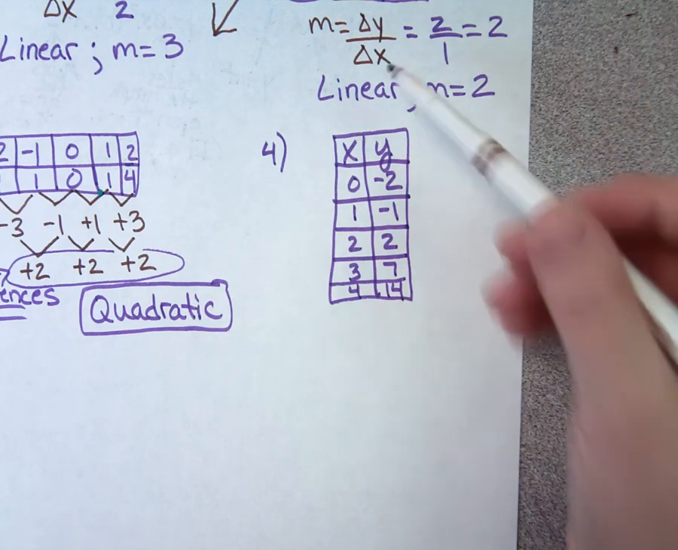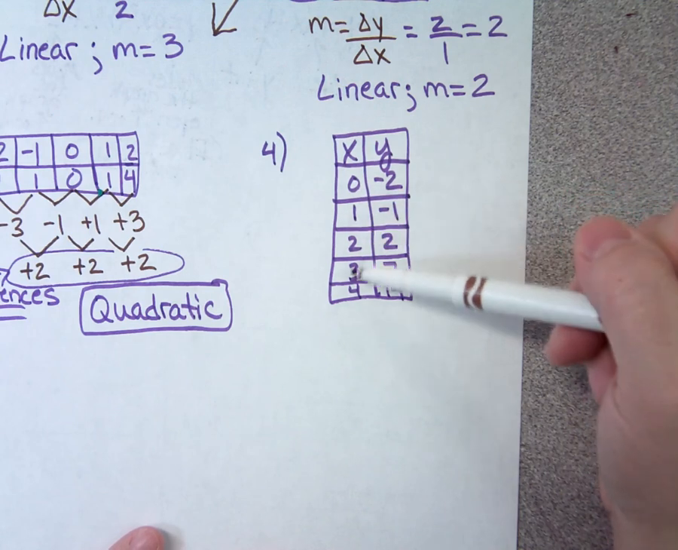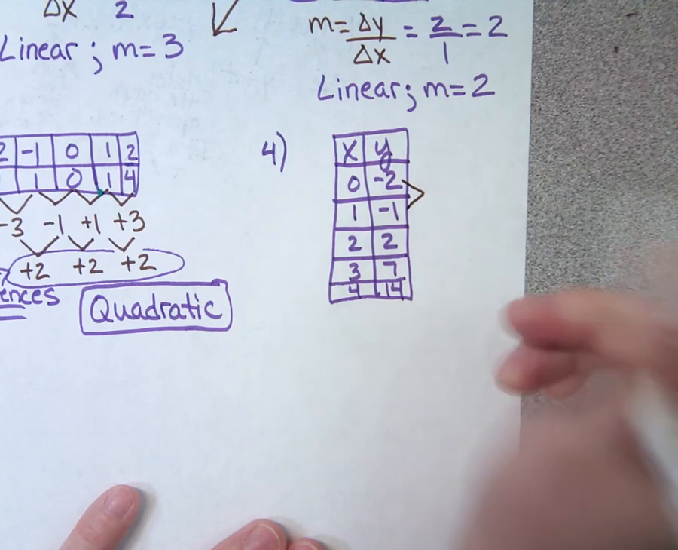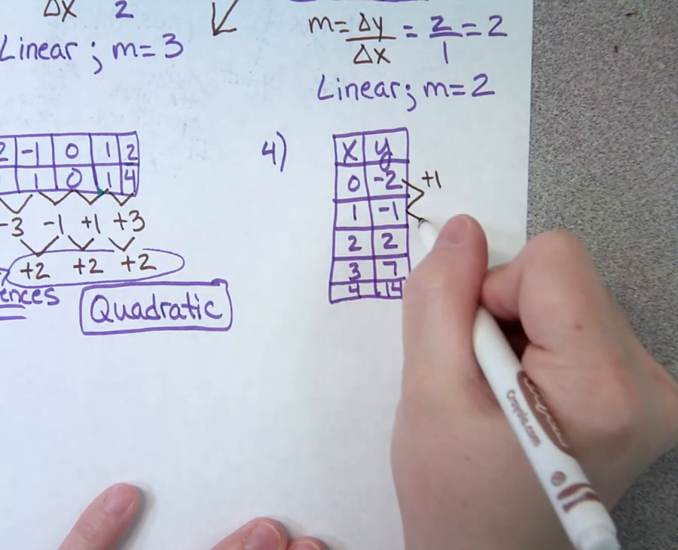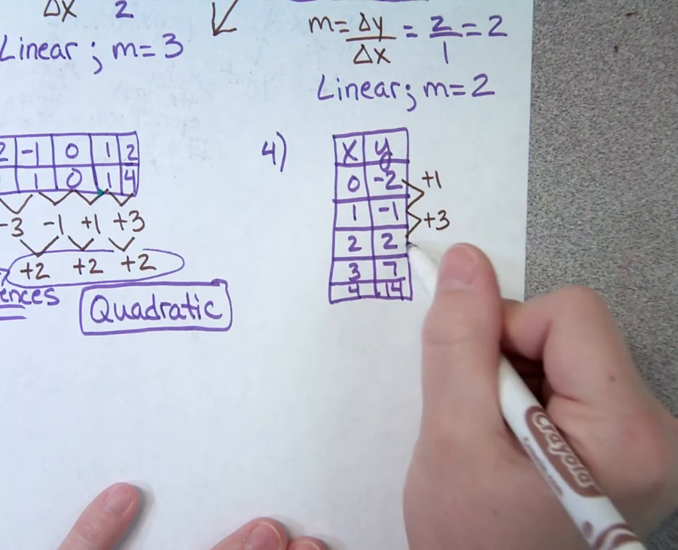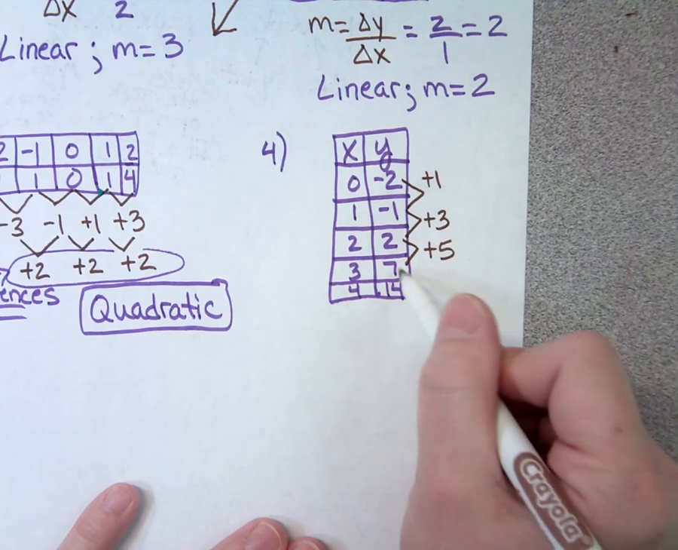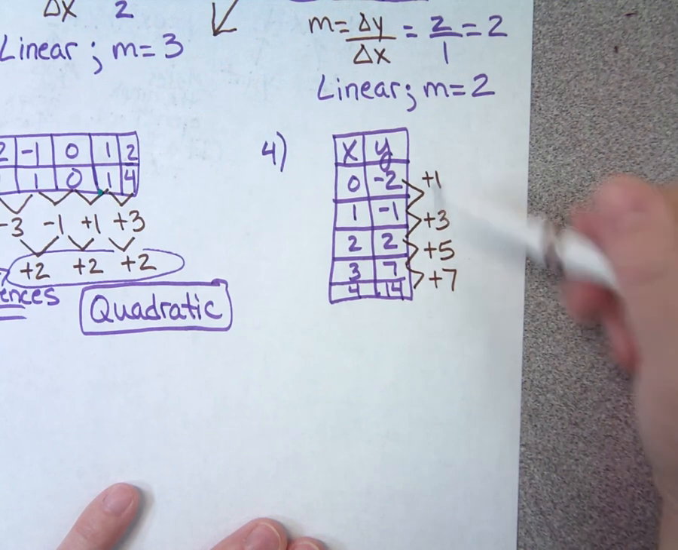Okay, first let's look at our x's. Do our x's go up by 1 the whole time? Yep, up by 1, up by 1, up by 1. Okay, so let's just find our first differences. How do you get from -2 to -1? You go up 1. How do you get from -1 to 2? You go up 3. How do you get from 2 to 7? You go up 5. How do you get from 7 to 14? You go up 7. Are my first differences the same?